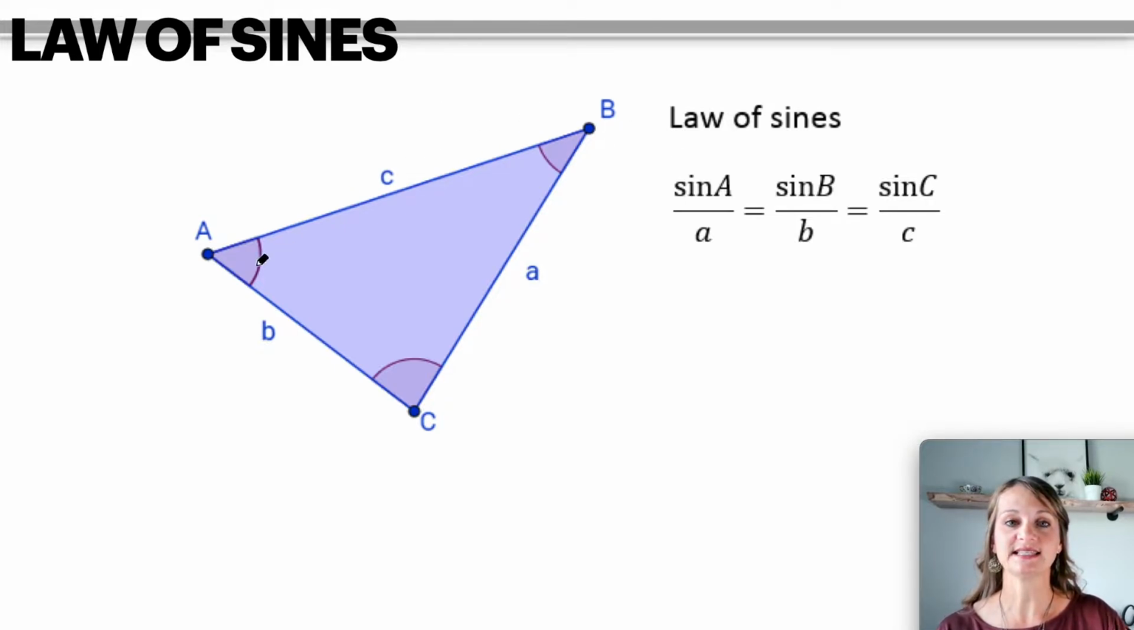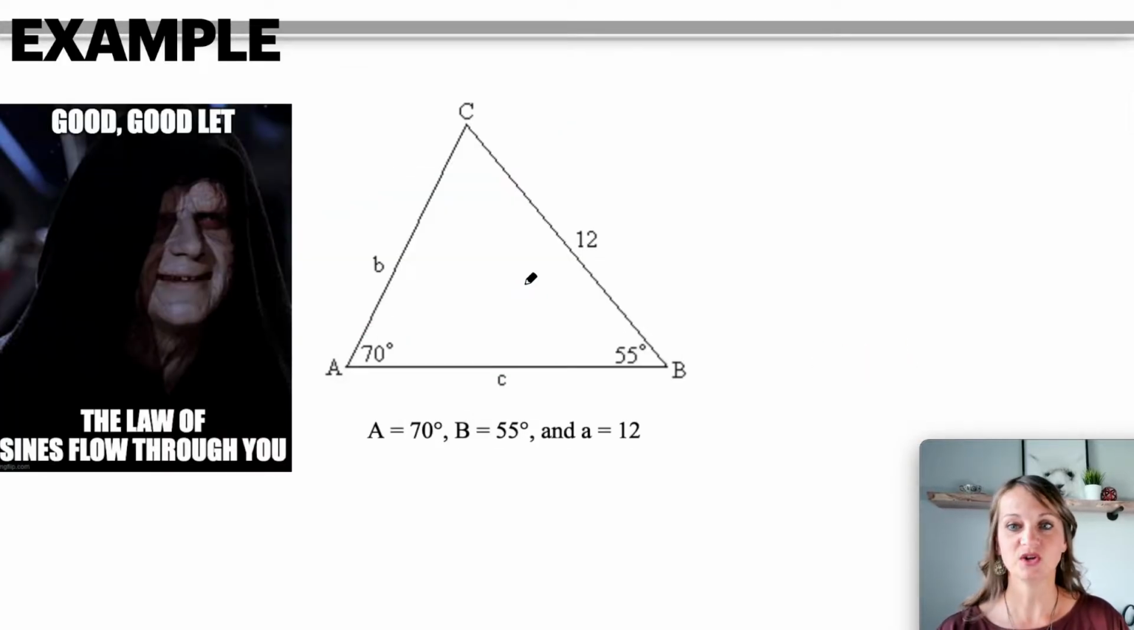It is nothing but a proportion. So if you take the sine of an angle and divide it by its opposite side, that is going to be equal to the sine of another angle divided by its opposite side, which also is going to be equal to the sine of its opposite angle divided by the opposite side. It is nothing but a basic proportion as long as the angle and its opposite side are written together in the proportion. So let's actually attempt a practice problem.